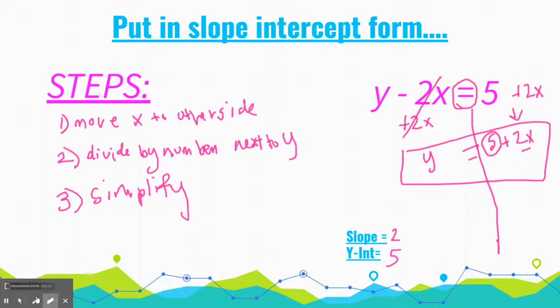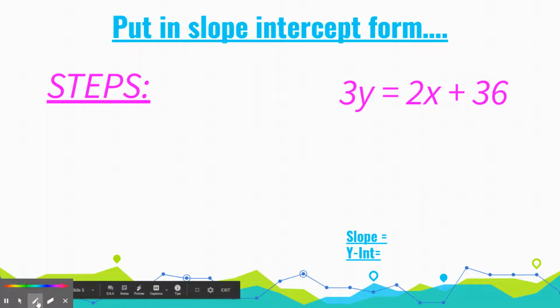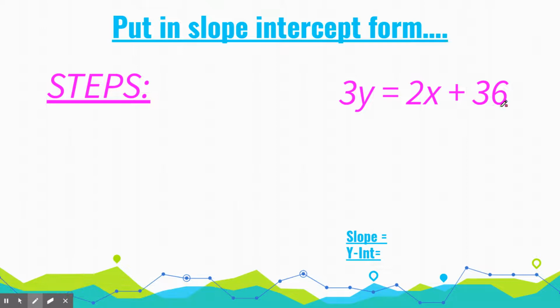Let's go ahead and clear my screen. We're going to try another example problem. So this problem is going to be 3y equals 2x plus 36. So once again, our first step would have been to get the x by itself, to move x to the other side. But do I have to do that here? No, I don't have to move x to the other side here because the x is already on the other side.